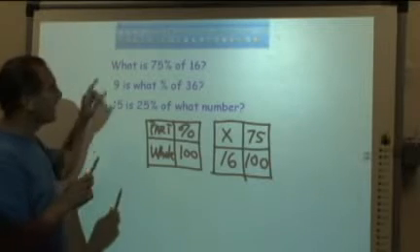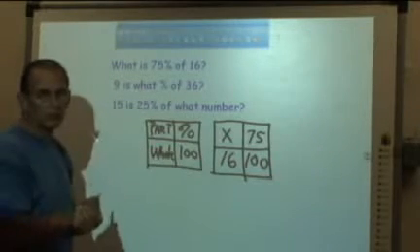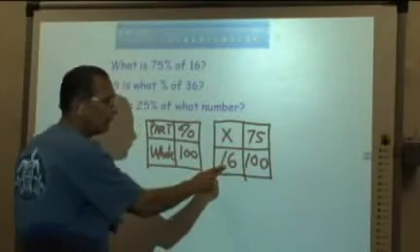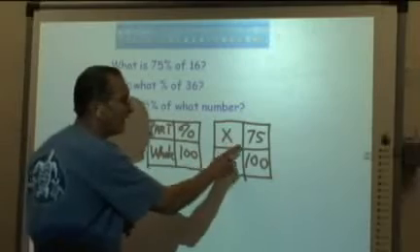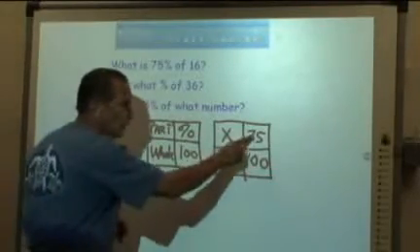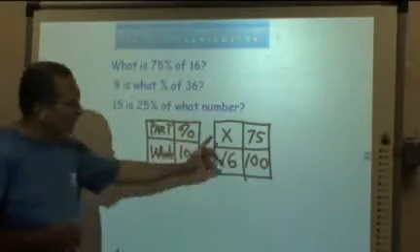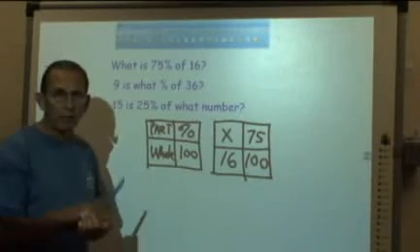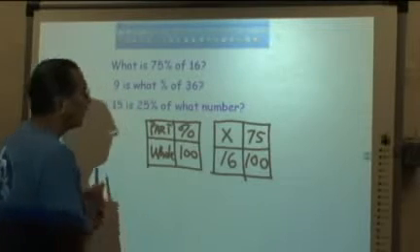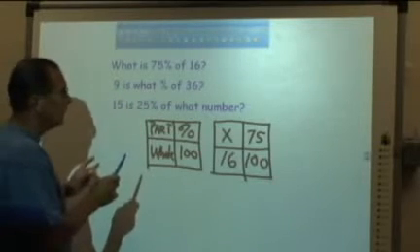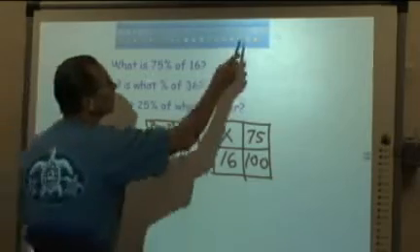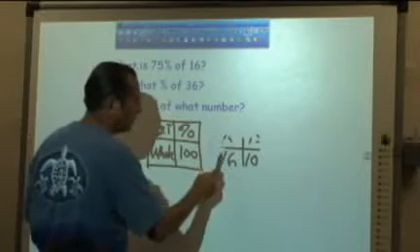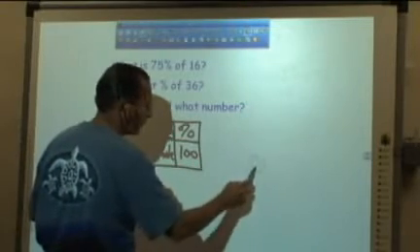But notice, that's if I'm looking for the part. In this case, where I'm looking for the part, I'm going to multiply 75 times 16, and I'm going to divide it by 100. Whatever the product is of 75 and 16, I'm going to divide that by 100, and that's going to give me my part. It's going to tell me what 75% is of 16. Now, it changes if I am looking, in fact, I'm going to erase that. We're just going to set this up. This is just an introduction to give you an idea of what we're doing.